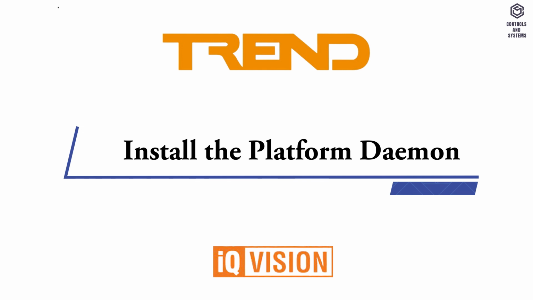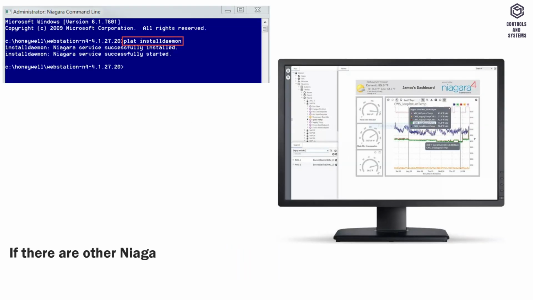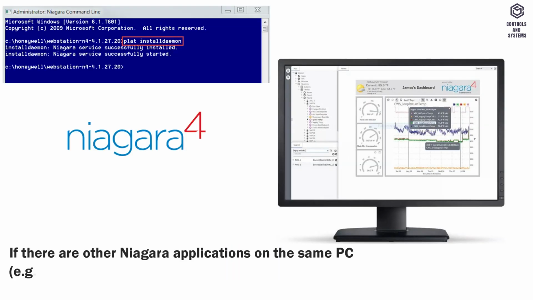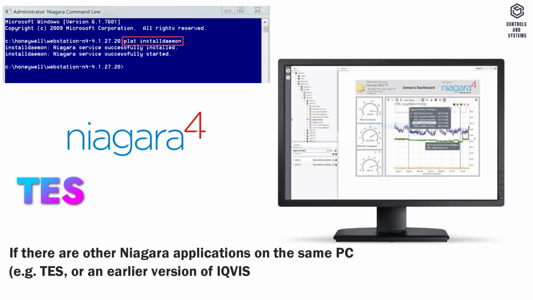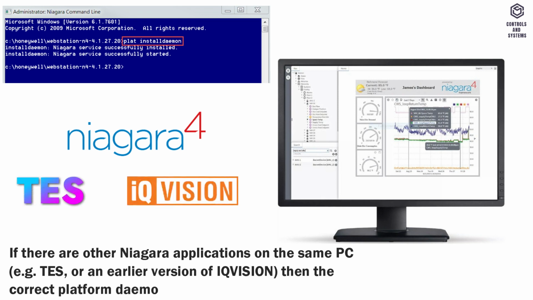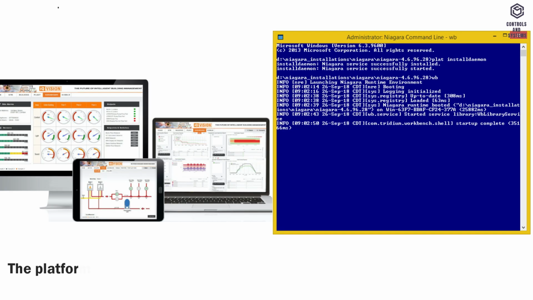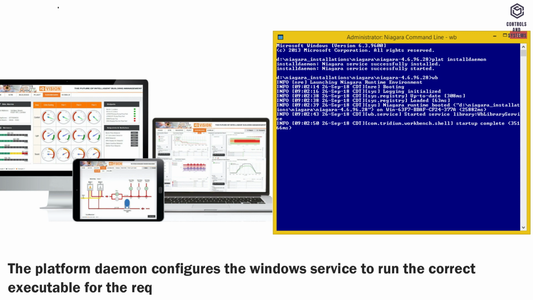Install the platform DAEMON. If there are other Niagara applications on the same PC, for example TES, or an earlier version of IQVISION, then the correct platform DAEMON must be installed before running IQVISION. The platform DAEMON configures the Windows service to run the correct executable for the required application.